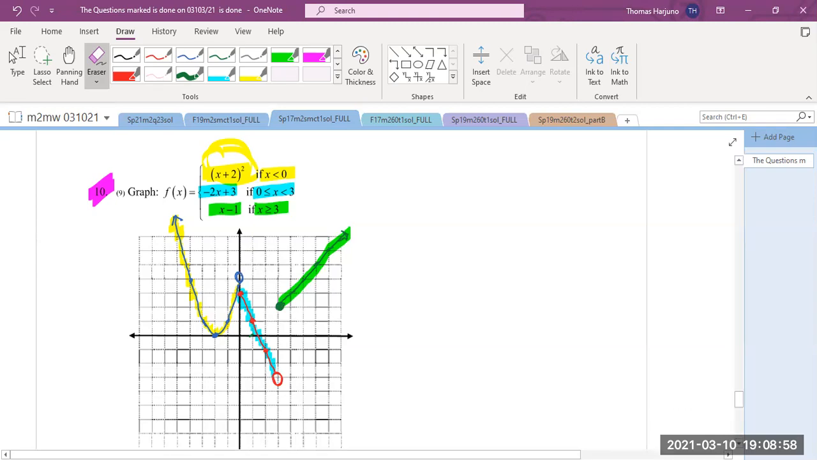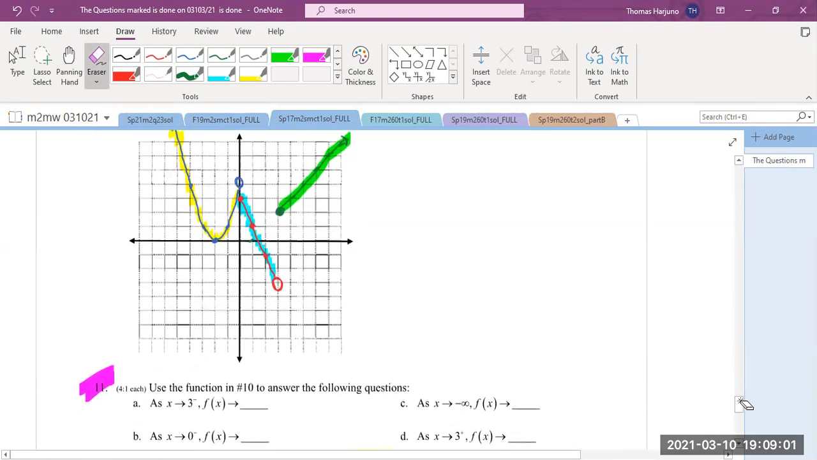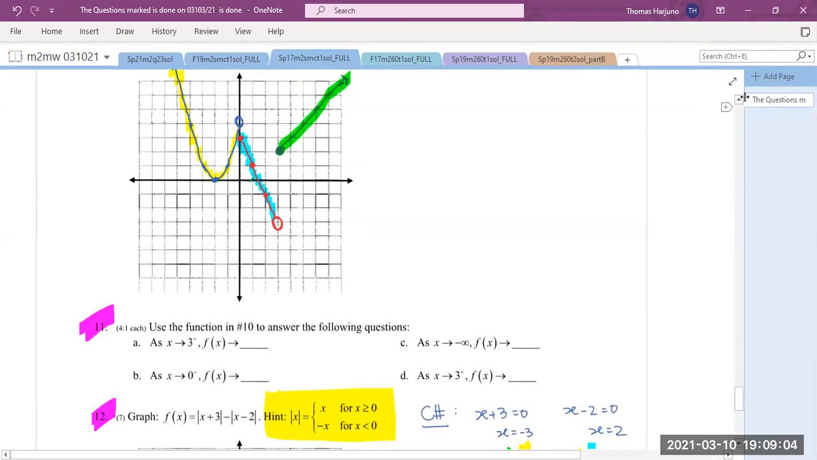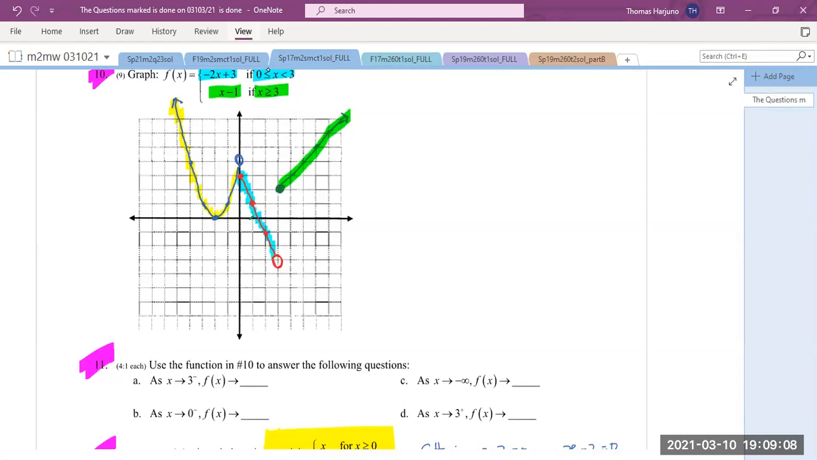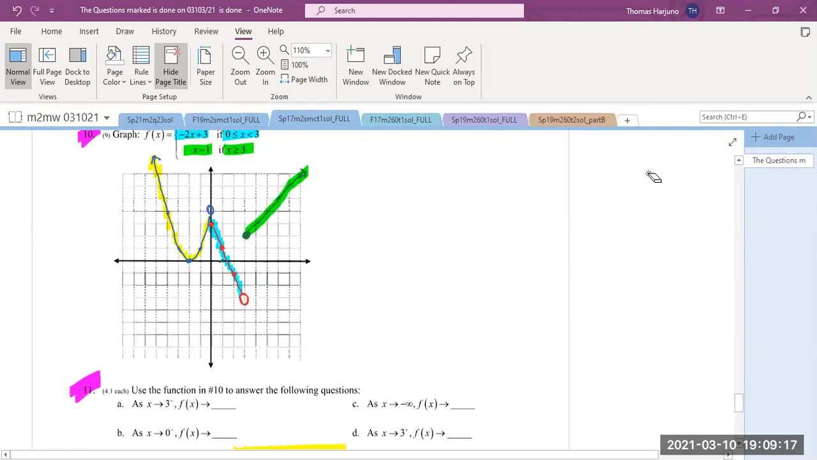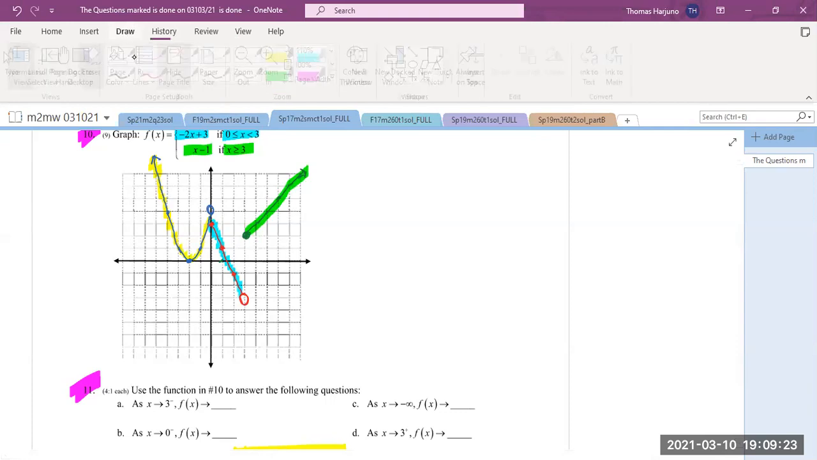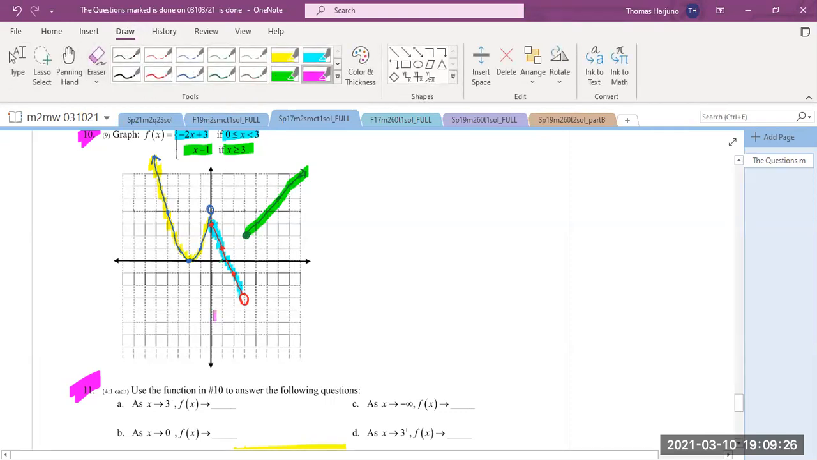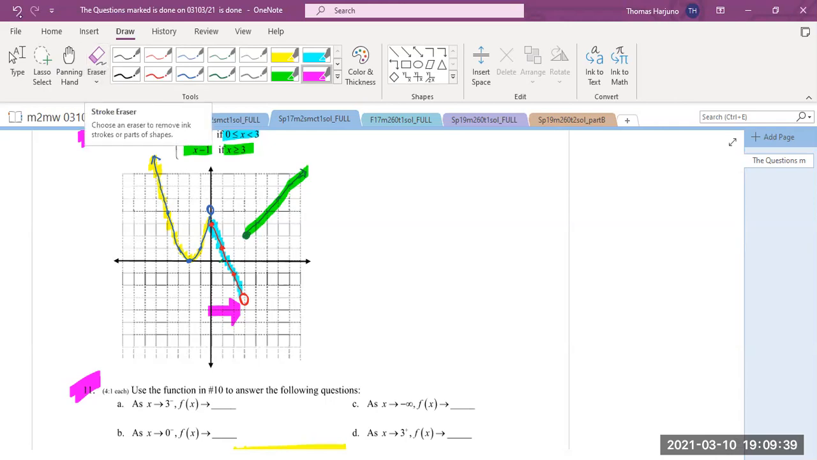It's just like that. Okay, now using that number 10, can we answer this question? Let me make it a bit smaller. As x approaches 3 from the left-hand side, what is the value of y approaching, when you approach x equals 3 from the left-hand side?